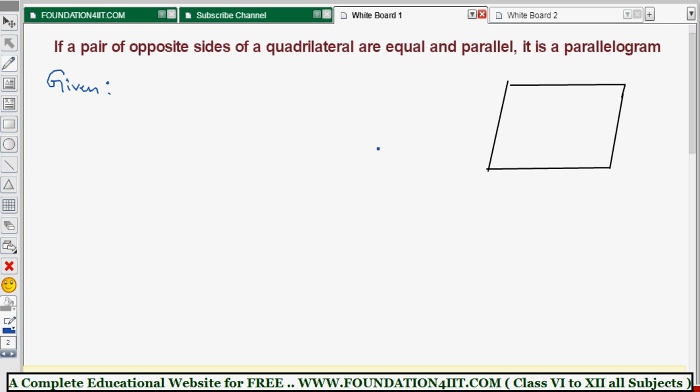So ABCD is a quadrilateral and given is AB is equal to DC, and AB is parallel to DC. These two, a pair of opposite sides, only one pair, of the quadrilateral are equal and parallel. So these two are parallel, and at the same time, these two are equal also. So AB is equal to CD and AB is parallel to CD.